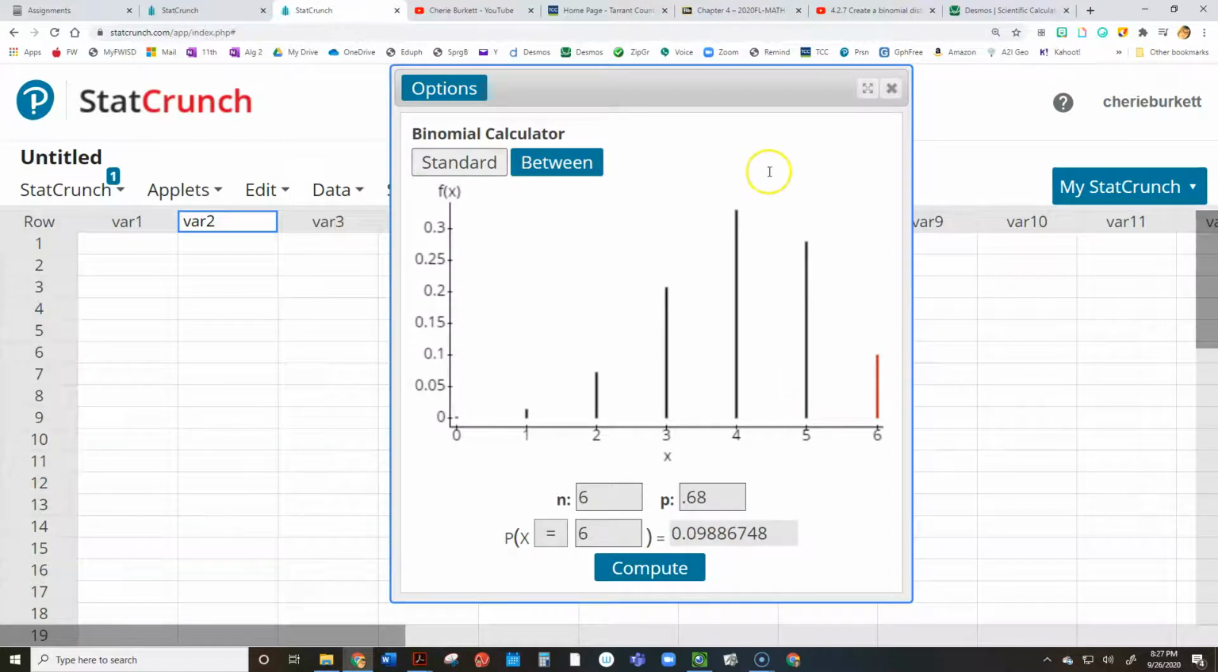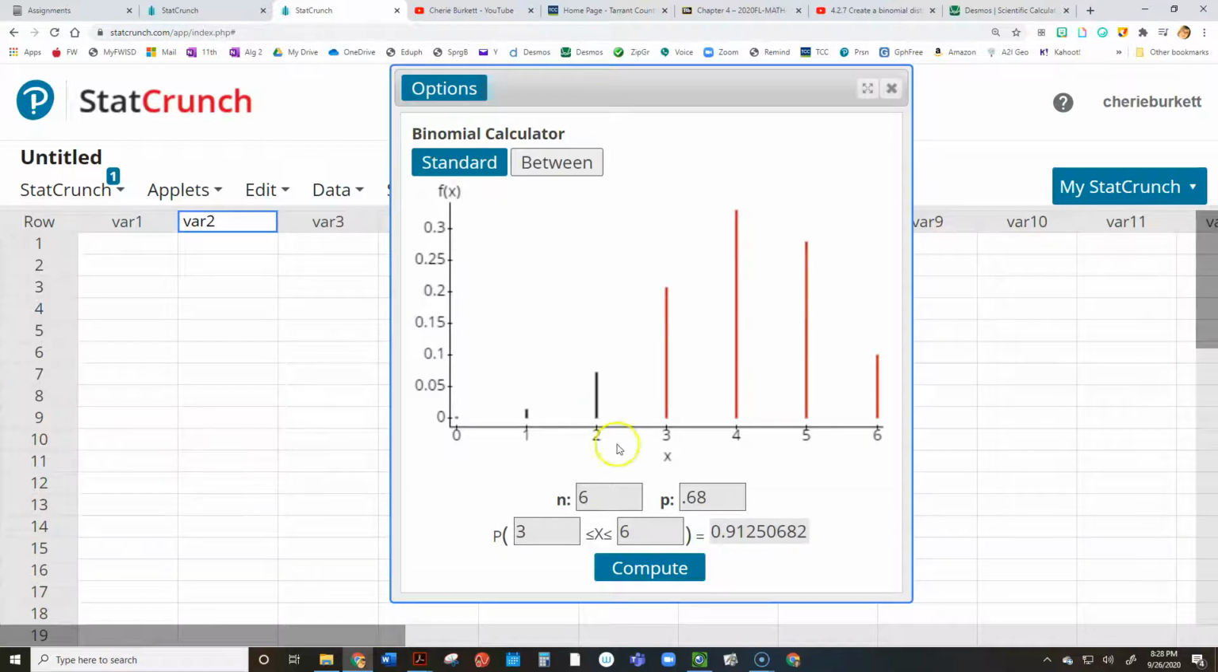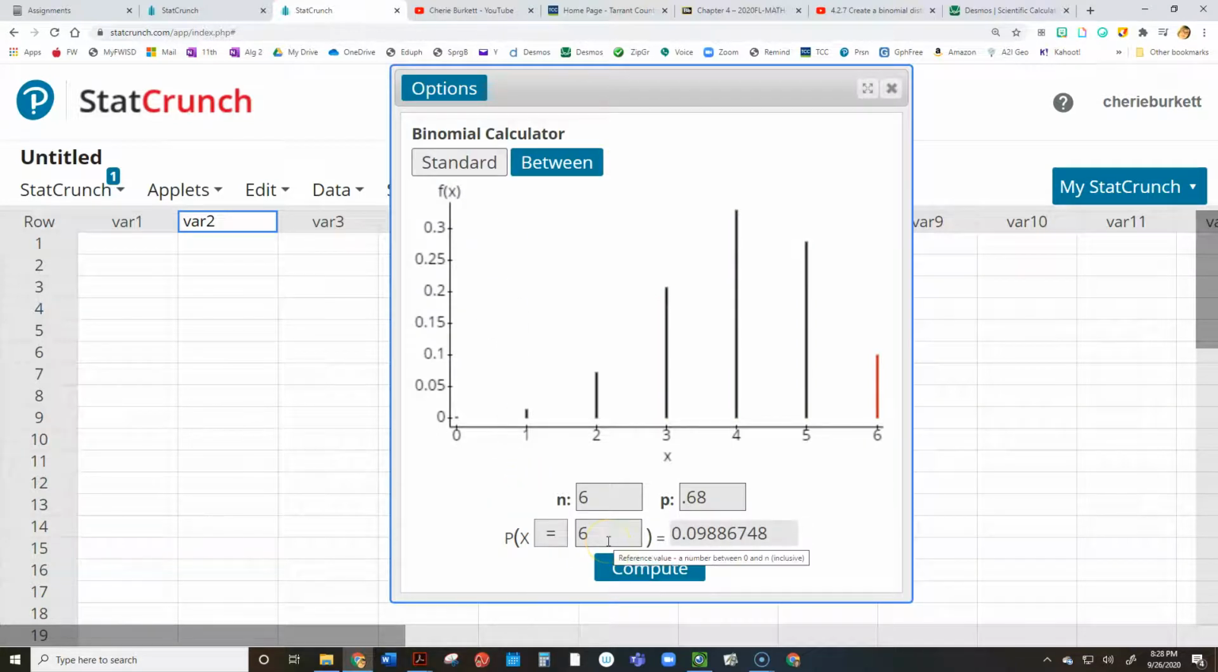And if you had to describe whether this data set was skewed, I hope you would say it's skewed to the left, because the tail is longer on the left side. Notice that I was on standard. If you pick between, there could be questions that you'll answer about between, but not right now. You want it to fill in your binomial distribution chart. To fill that in, you'll want it on standard.